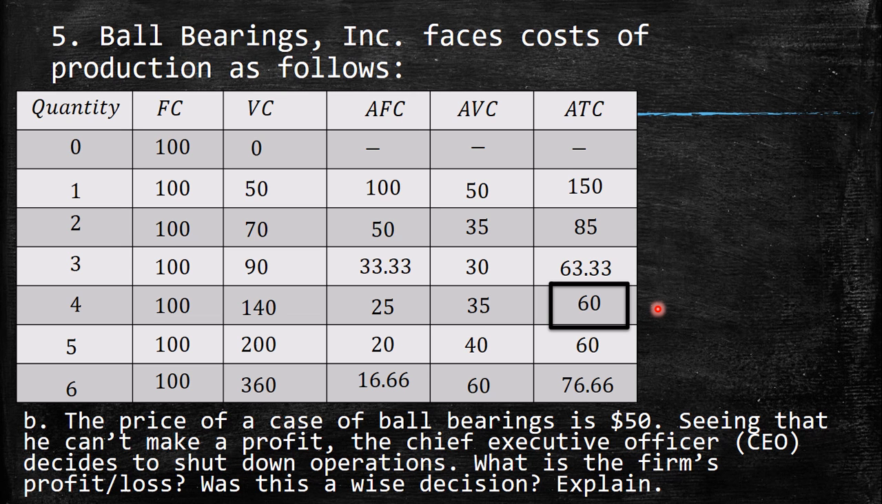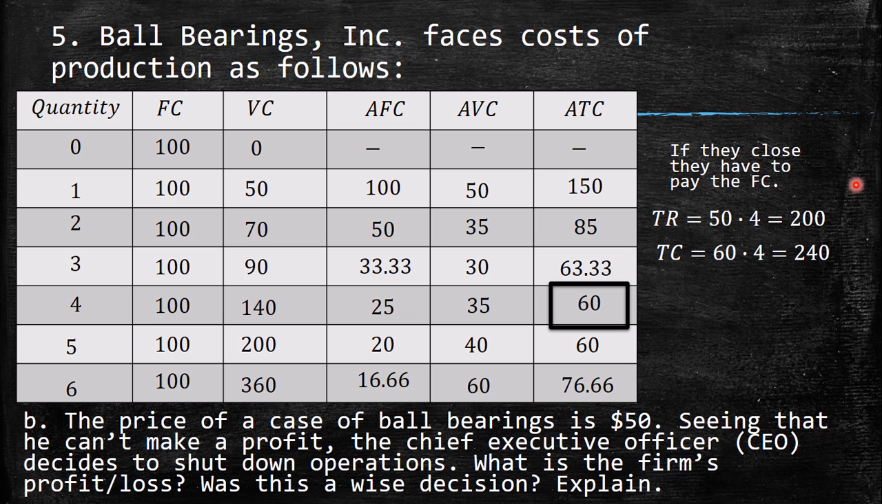Then the idea here is that if they close, they have to pay the fixed costs. Then the total revenue is going to be 50 dollars times 4, which is going to be 200. Then the total cost at that time is going to be 60 times 4, which is going to be 240.